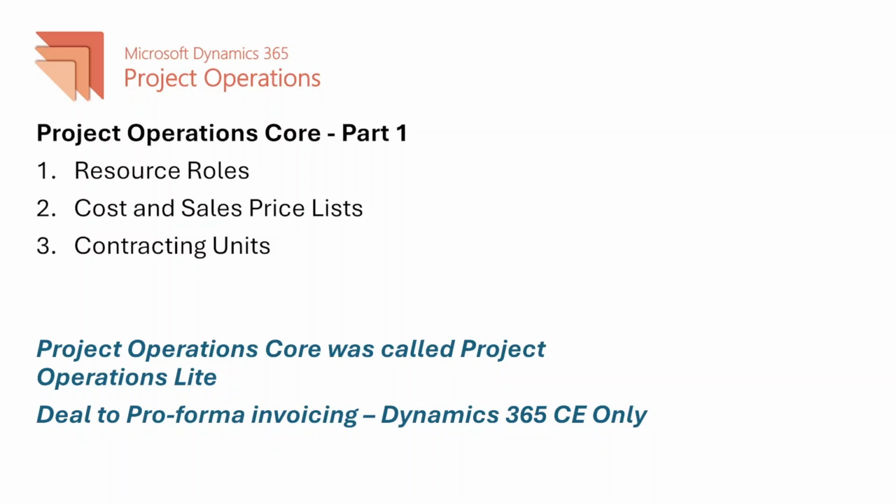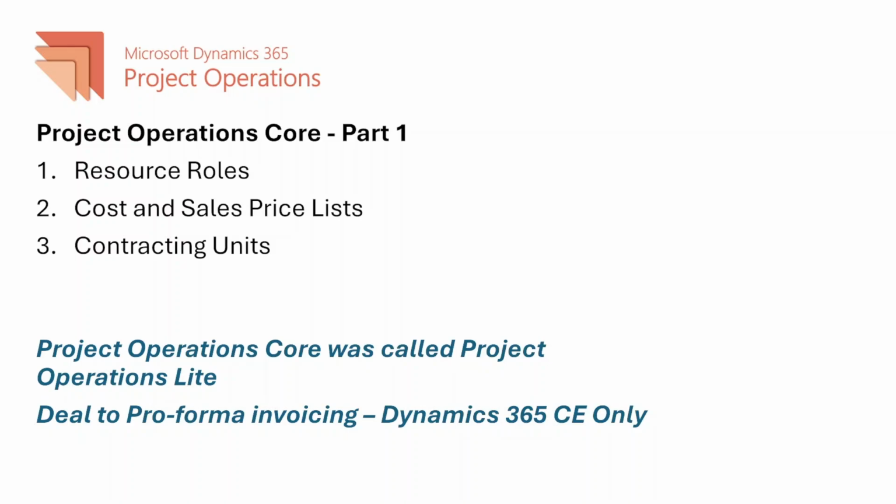In this series, we will be setting up Project Operations Core. This was formerly known as Project Operations Lite. This goes from deal to pro forma invoicing, and it's a Dynamics 365 CE only application, meaning it stays within Dynamics 365 CRM or Customer Engagement app. And it goes from deal to pro forma, meaning it starts from the lead in the sales cycle and goes till invoicing but stays within Dynamics 365 CRM. It doesn't have the customer facing tax information. Hence, it's called Project Operations Core.